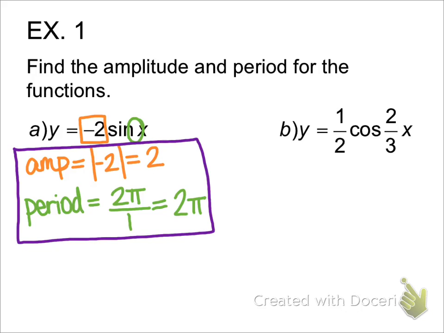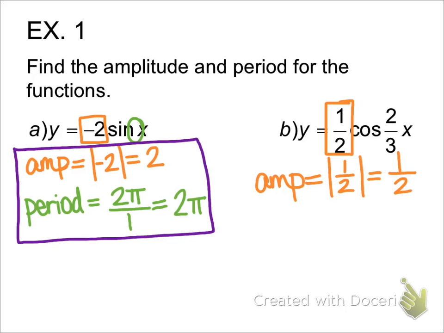Okay, same thing for B. We're going to start with amplitude. Amplitude is the absolute value of the number out front, so the absolute value of 1/2, which will just be 1/2. Then for the period, we're going to do 2 pi divided by the coefficient of x, so that's 2/3.